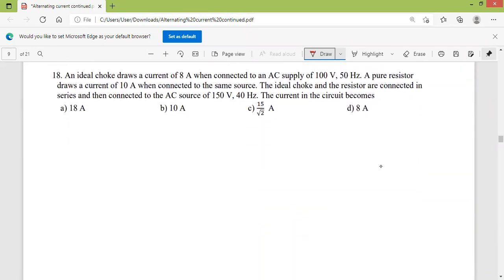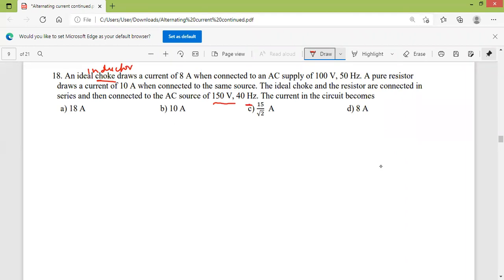Next one. An ideal choke draws a current. Ideal choke means inductor. Choke means inductor. An ideal choke draws a current of 8 ampere when connected to the AC supply of 100 volt, 50 hertz. A pure resistor draws a current of 10 ampere when connected to the same source. The ideal choke and the resistor are connected in series and then connected to a different AC source of voltage 150 volt and 40 hertz. The current in the circuit becomes?